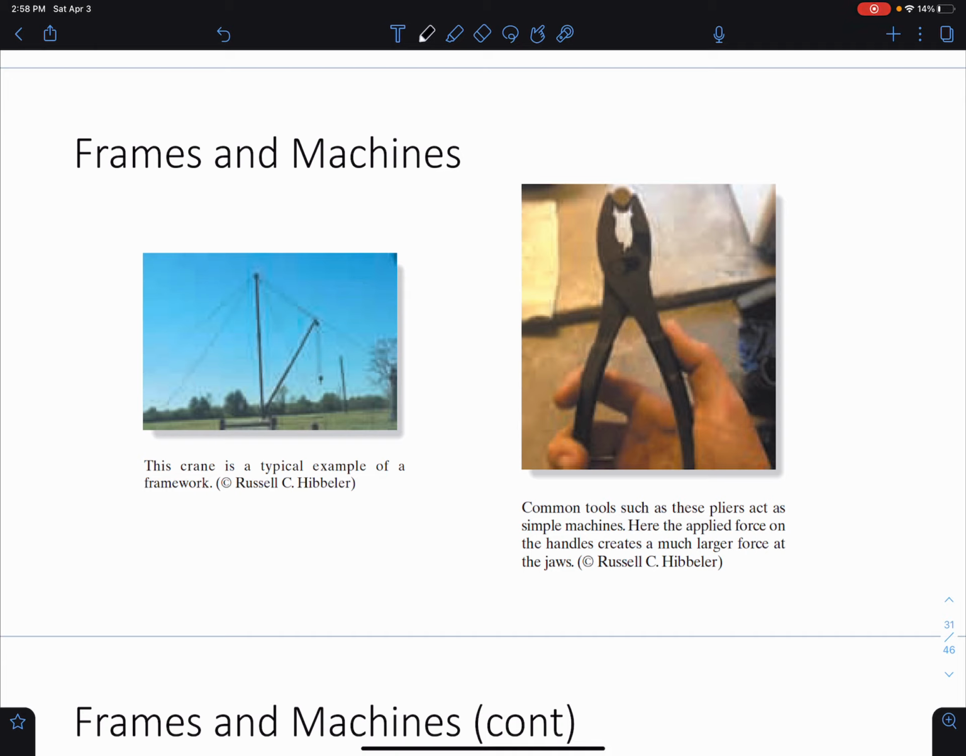Okay, I have two pictures or images here that show you what frames and machines are, or these are just two examples, but there are hundreds of thousands of different types of examples of these.